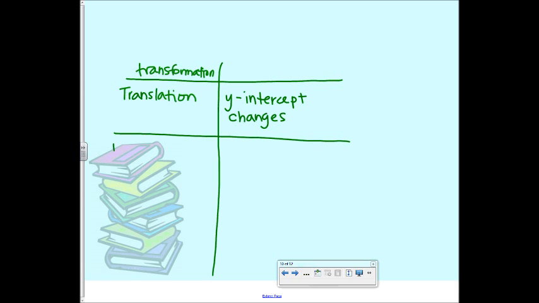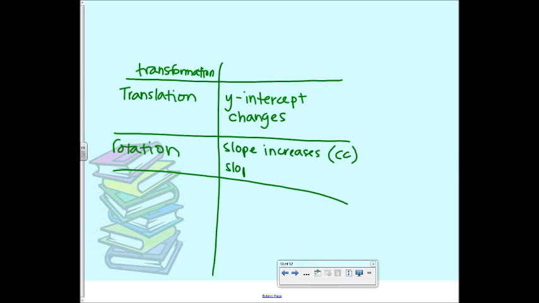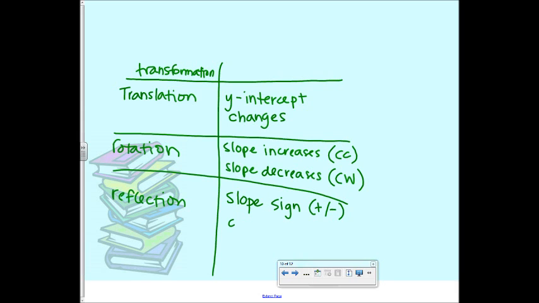All right, what happens in a rotation? Does the sign change, or does the number actually change? Number actually changes. So the slope increases if it's counterclockwise, or slope decreases if it's clockwise. And then last but not least, reflection. What happened to the slope? Slope goes from negative to positive or vice versa. So slope sign plus or minus changes. And those are the 3 linear transformations that you would need.